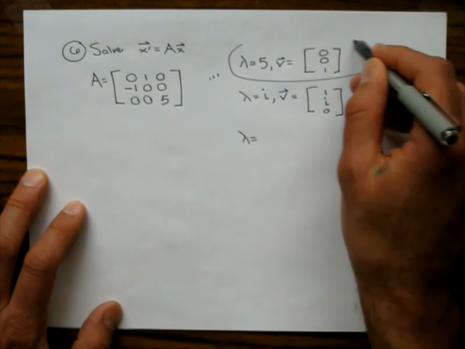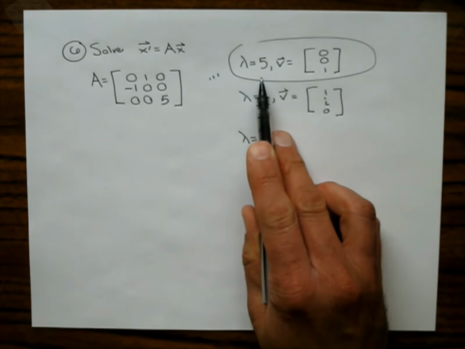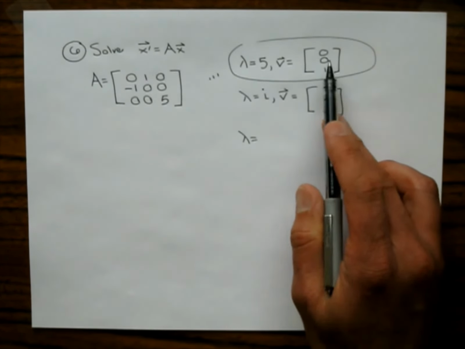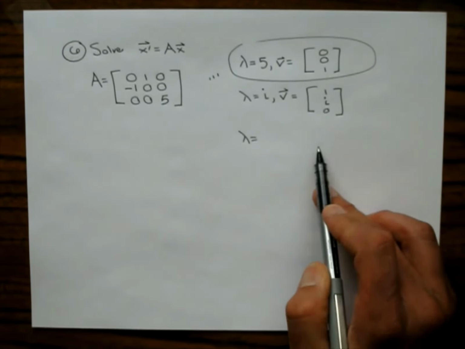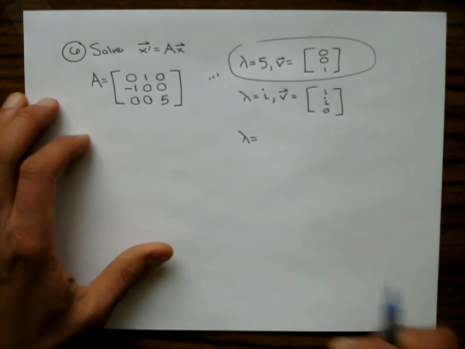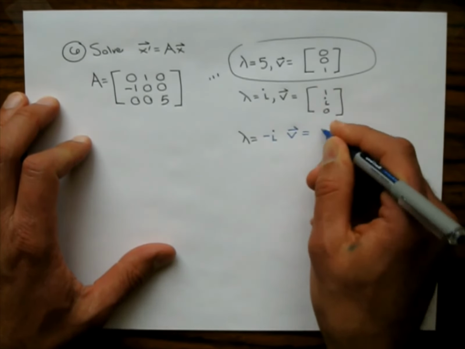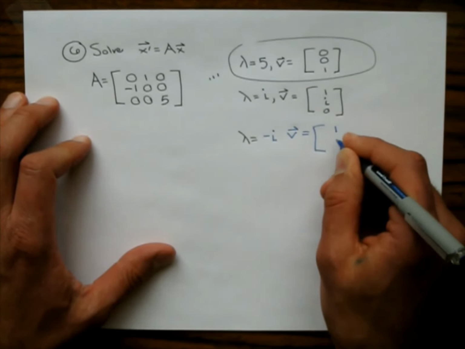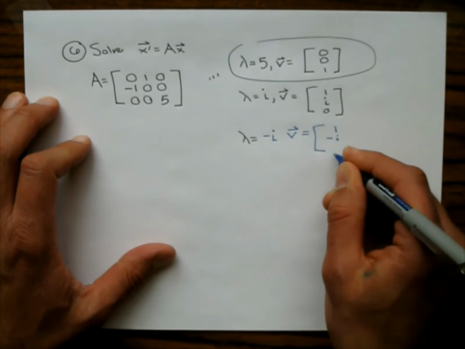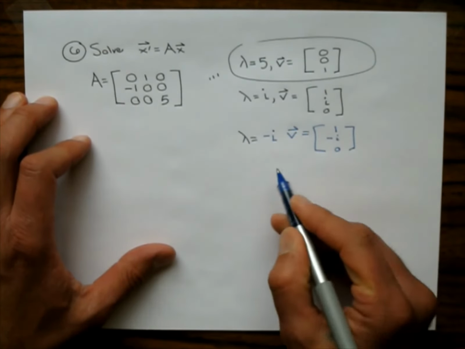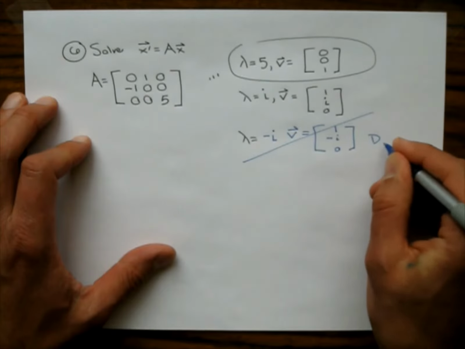how to write the answer for this one right here. You know, we would go c1 e to the 5t times this vector. It's these guys right here. I'll write this out. Negative i. V is, and then we have that theorem. This is 1, negative i, 0. Okay, but we don't need this one. So I'll say don't need this.